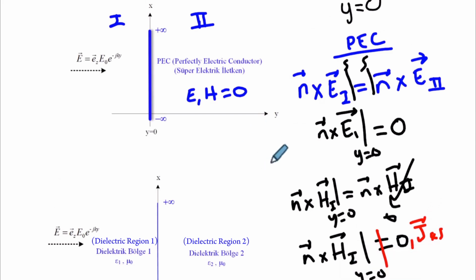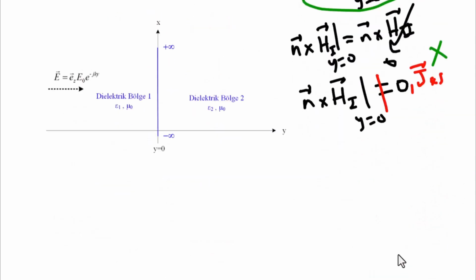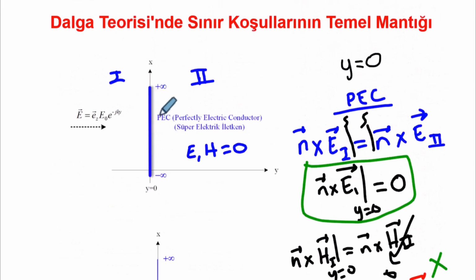The same thing applies to this patch. The two boundary conditions I wrote here, meaning the general situation I can use is this, friends. I can use this for perfect electric conductor. I cannot use this because it is equal to Js. And the opposite situation. What is the opposite situation, friends? If this were PMC, meaning perfect magnetic conductor, let's write it down.